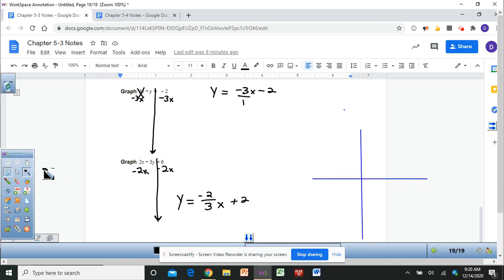Okay, so first step, go up 2. And then go down 2 to the right 3. And you are done. There you go. There's your graph.